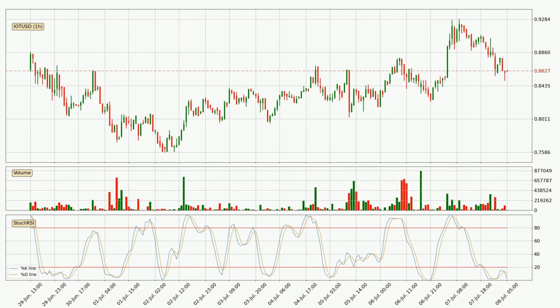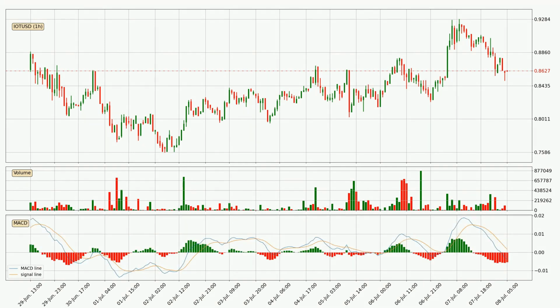Jumping to the hourly stochastic RSI, we can see that the crypto is being oversold because the %K and %D lines are in the lower region. A change in the trend can be expected, or for the crypto to remain at least stable for some time. However, the K line still hasn't crossed the D line, so we should wait to see if the trend will actually change to the upside.